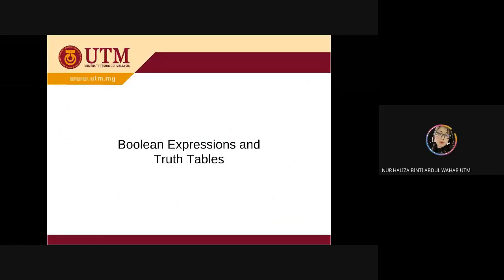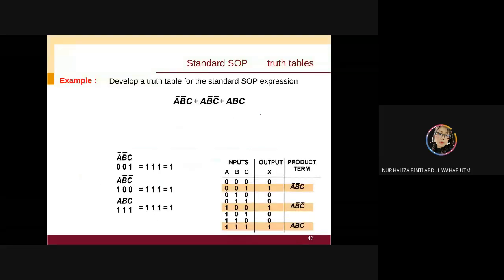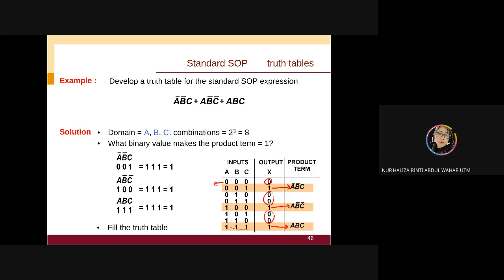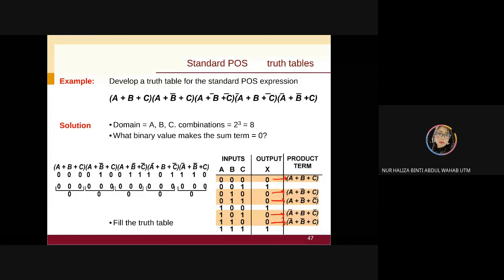Boolean expression and truth table. Similar also. You can see product is equal to 1. You're going to use for SOP. Product sum will be 0. You're going to get POS. If you have this truth table, you can see this is for your SOP. You're going to tag all these 0s to your POS. So you can see this is your POS over here.